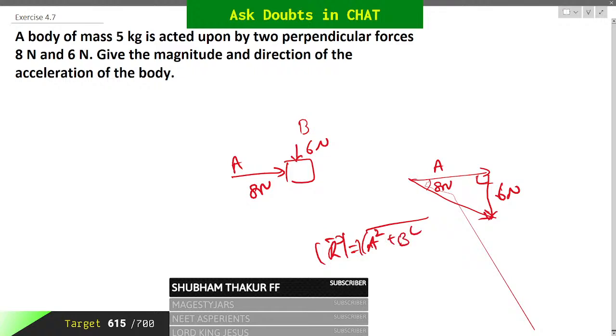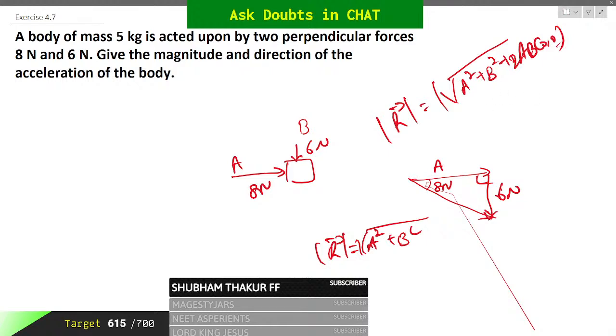The general formula of vector addition is: magnitude of the resultant is under root of a square plus b square plus 2ab cos theta. Since theta is 90 degrees, cos theta is going to be 0, so it is going to be 8 squared, 64, plus 6 squared, 36, and it would be equal to under root of 100. So we will get 10 Newton. That's how we get 10 Newton in this question.